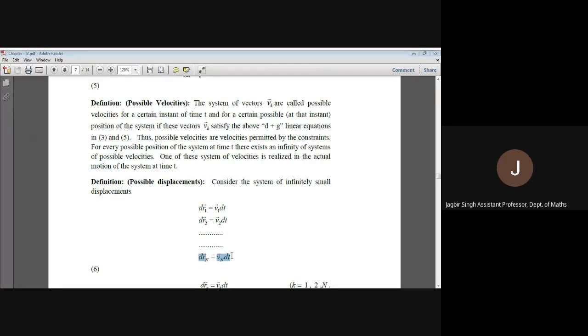So from here we can say that if we know the values of dr1, dr2, drn, then we can obtain the values of r1, r2, rn. Meaning if dr1, dr2, drn are obtained, then possible displacements can be obtained. So instead of specifying r1, r2, rn as the possible displacements, we are going to mention that dr1, dr2, drn are the possible displacements, because with the help of these we can obtain the displacements.